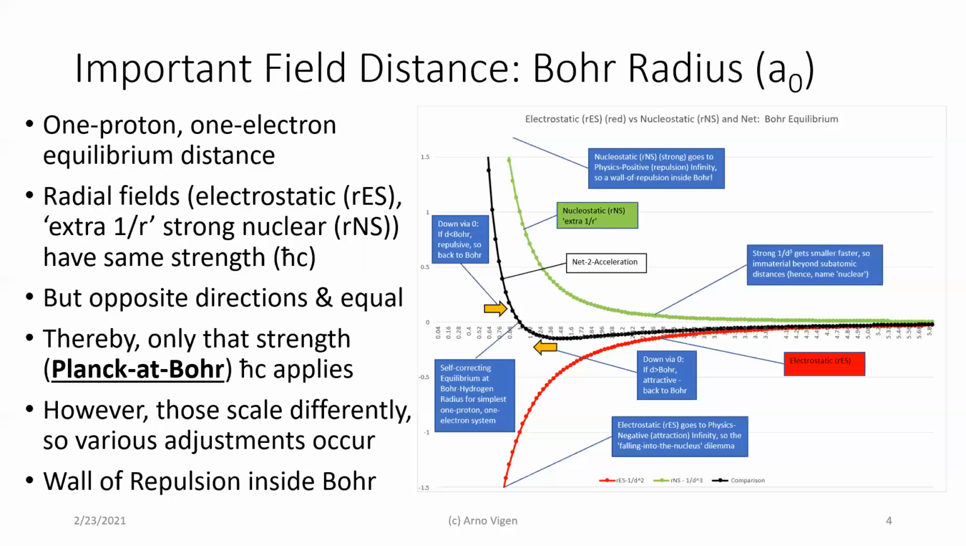However, beyond the Bohr radius, this net number is always physics negative. Thereby, you push it back to the Bohr radius. If it goes too far away, it is pulled, distance getting smaller, physics negative. So with that, you can see how the basics of an electron shell is the two of the fundamental forces, electrostatic in red versus nucleostatic, and that generates the Bohr equilibrium.